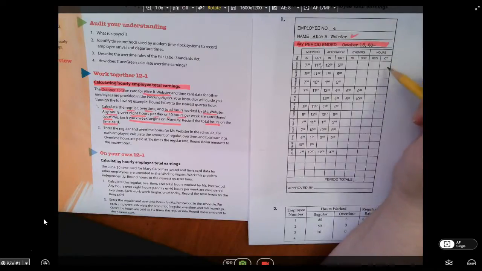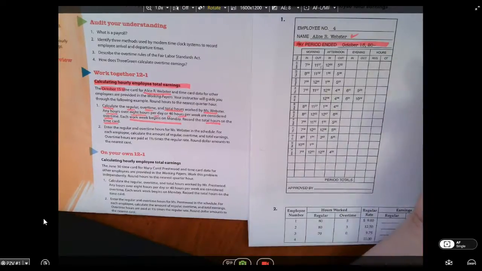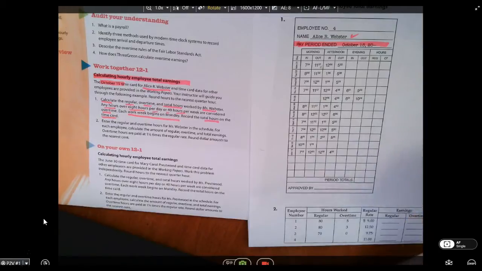So now what a payroll clerk or the payroll accountant would have to do is figure out how many hours she worked a day. Normally, an employee will fill this out. Your job then would be to check it to make sure it's right. What this is asking us to do is fill it out for us.